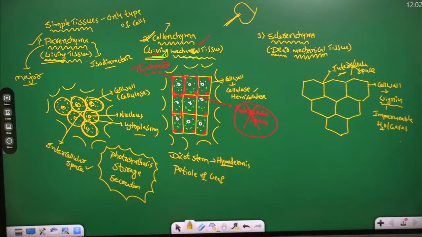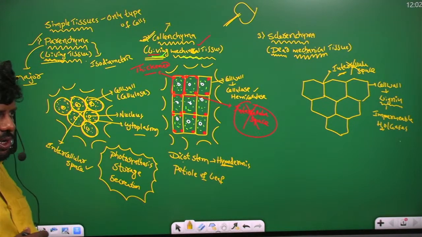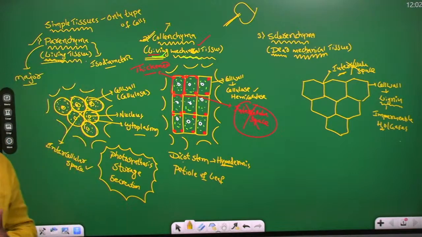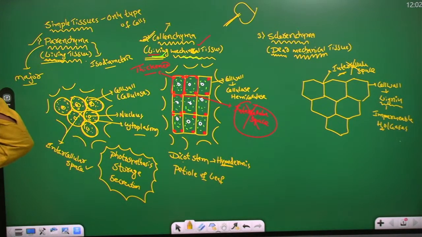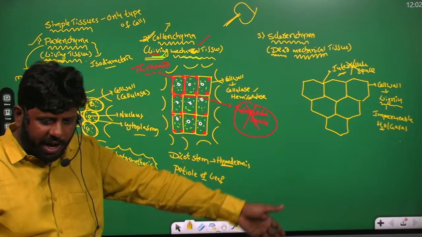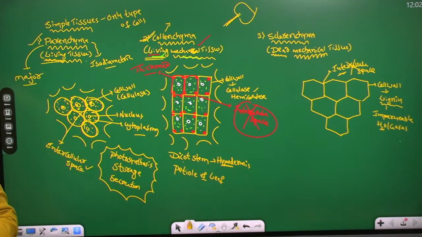Why is it considered dead? Absence of nucleus and cytoplasm. Why is it considered the mechanical tissue? It provides mechanical support because of the absence of intercellular spaces.